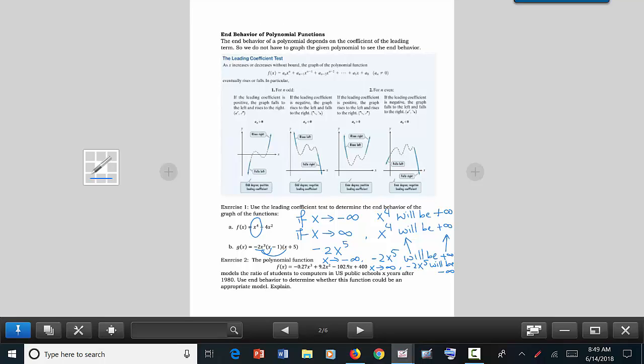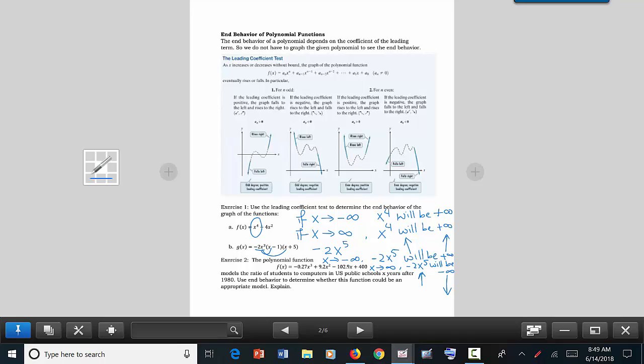So negative 2x to the power 5 will be negative infinity. So what is it telling us? On the left hand side it is going up because positive infinity. On the right hand side it is negative infinity. That's why it is going down. That's how we find the end behavior of the function.